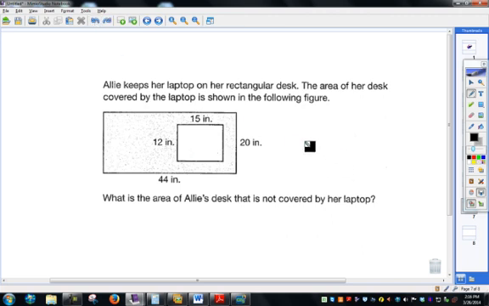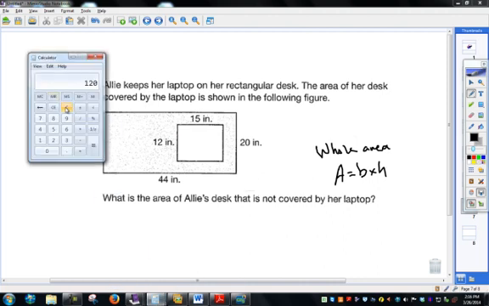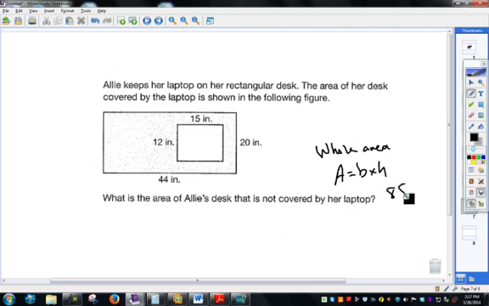So again, you have to find the whole area. I know this is 44 by 20. So area equals base times height. That's going to be 20 times 44, right? It's going to be 880 inches squared. Just imagine it's like this, guys, like if this wasn't here. It's saying, what is the area of that parallelogram? That's all it's asking.